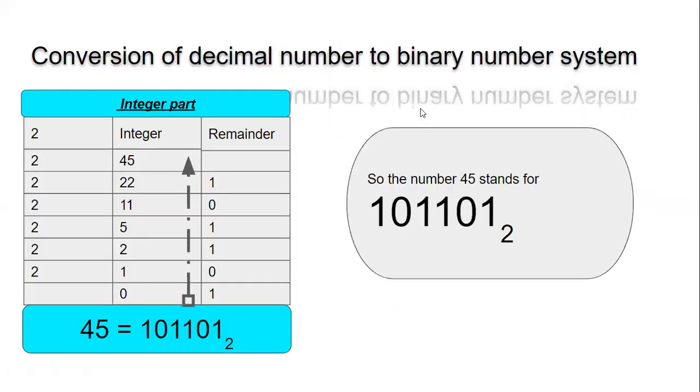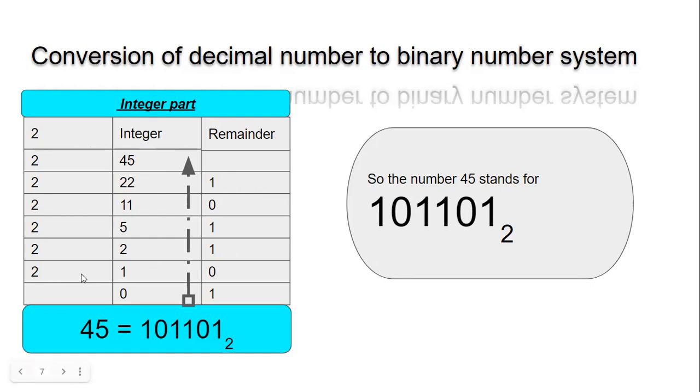Next, conversion of decimal number into binary number system. So here we do it in a different way. The integer is 45. Because binary is base 2, we will divide it by 2. Then we get 22 and the remainder is 1. And then we again divide it by 2. We get 11. Remainder is 0. Then 2, 5, 1, 2, 2, 1, 2, 1, 0.